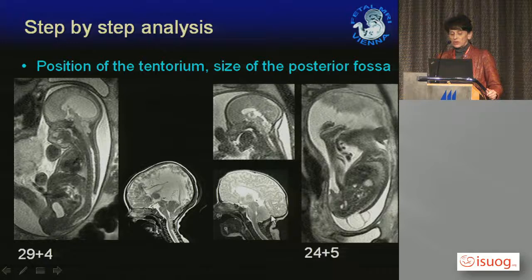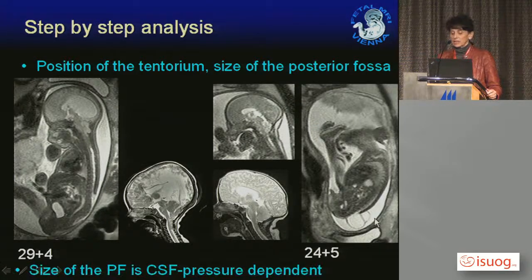But here, the posterior fossa is also small, but even the fourth ventricle is preserved after birth. The difference is this is myelocystocele and this is myelomeningocele. This is open and this is closed. I know this morning we heard that in closed spinal dysraphism we don't have a small posterior fossa. Well, in some we have, because it depends on the CSF pressure that can be present.